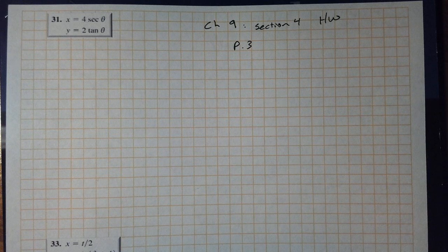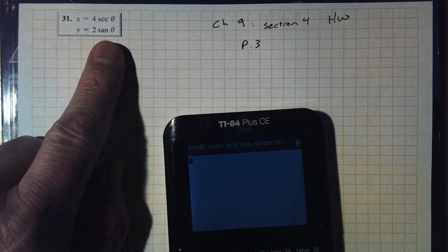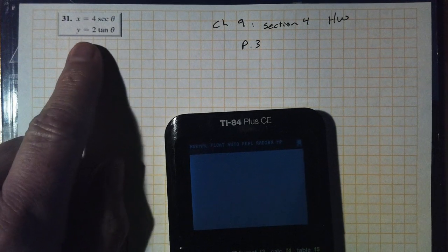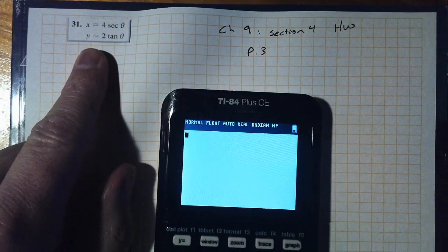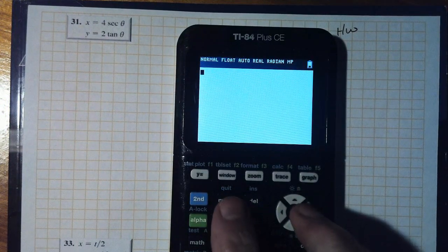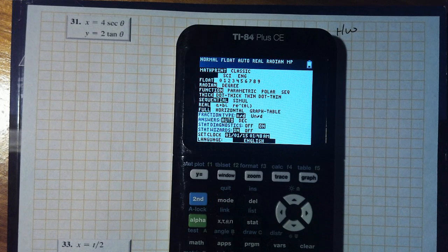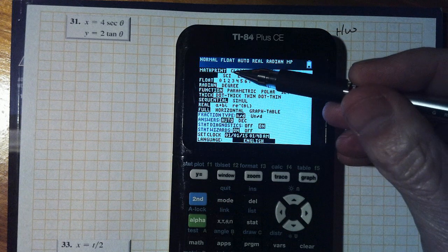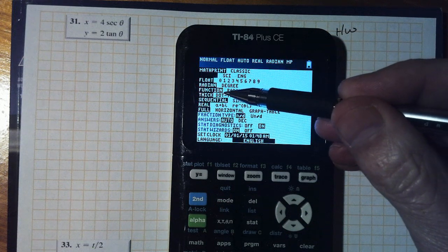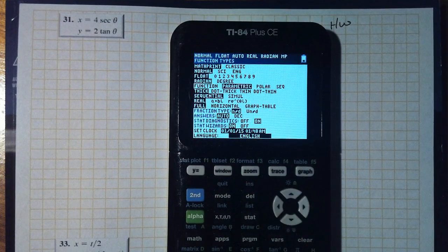So to do this, we're in parametric equations. The parameter is theta. Theta determines x, theta determines y. So on our calculators, we need to go into mode. And in mode, our TIs are typically set up to be in function mode. And that's why we get f of x equals or y equals. We want to go down to there and go parametric.